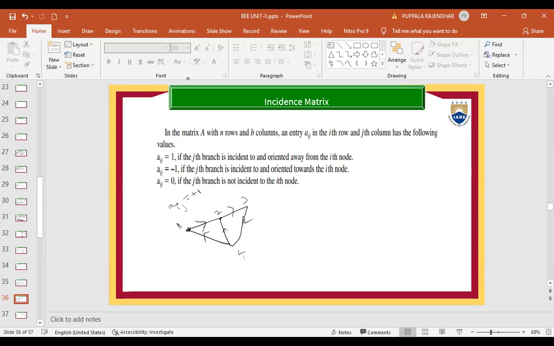Now if the element is incident towards the node, in this case we will take -1 here. And if there is no incidence between this node and this element, we take 0.